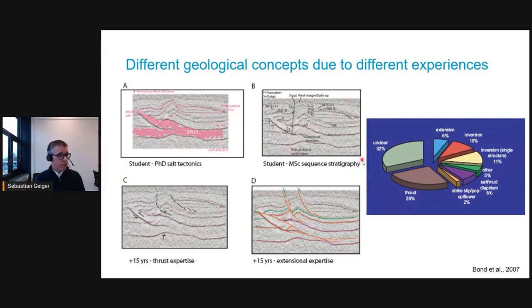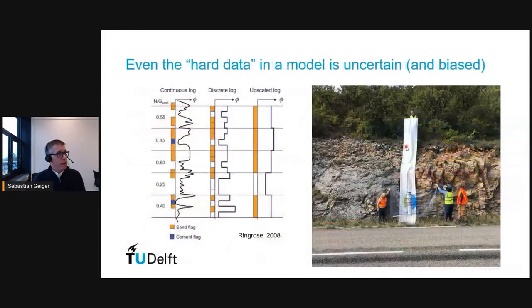What I always find remarkable is that about a third of all the interpreters were quite unclear what the actual geological structures are that they see in those subsurface data sets. So a huge amount of uncertainty that is also influenced by our personal bias. But even the hard data in our model is uncertain, and again biased, because of where we tend to drill wells.